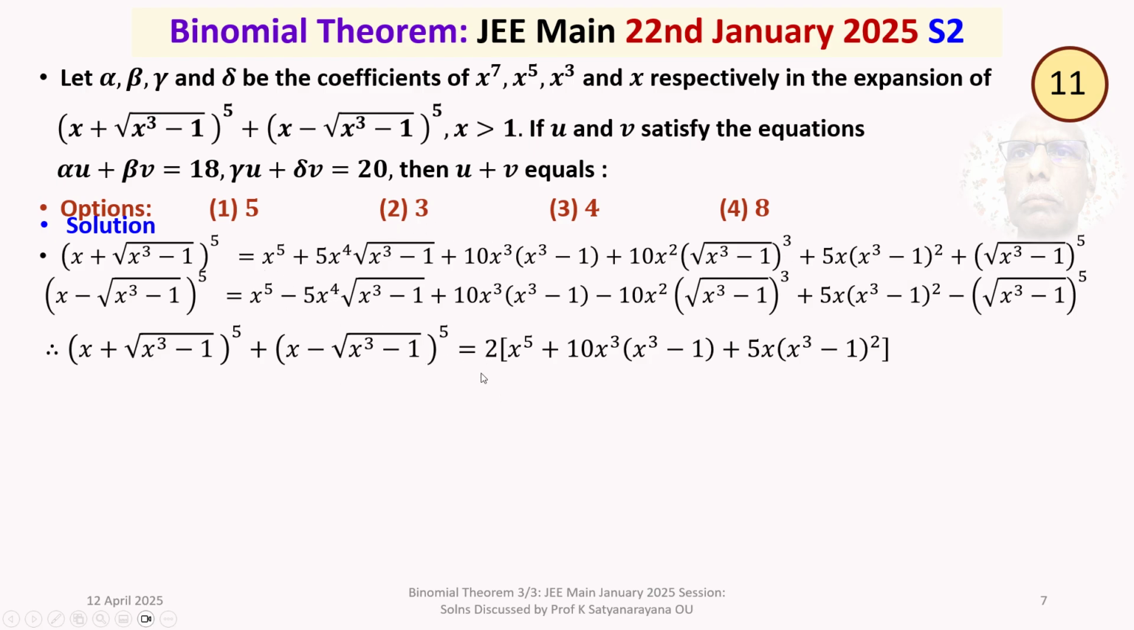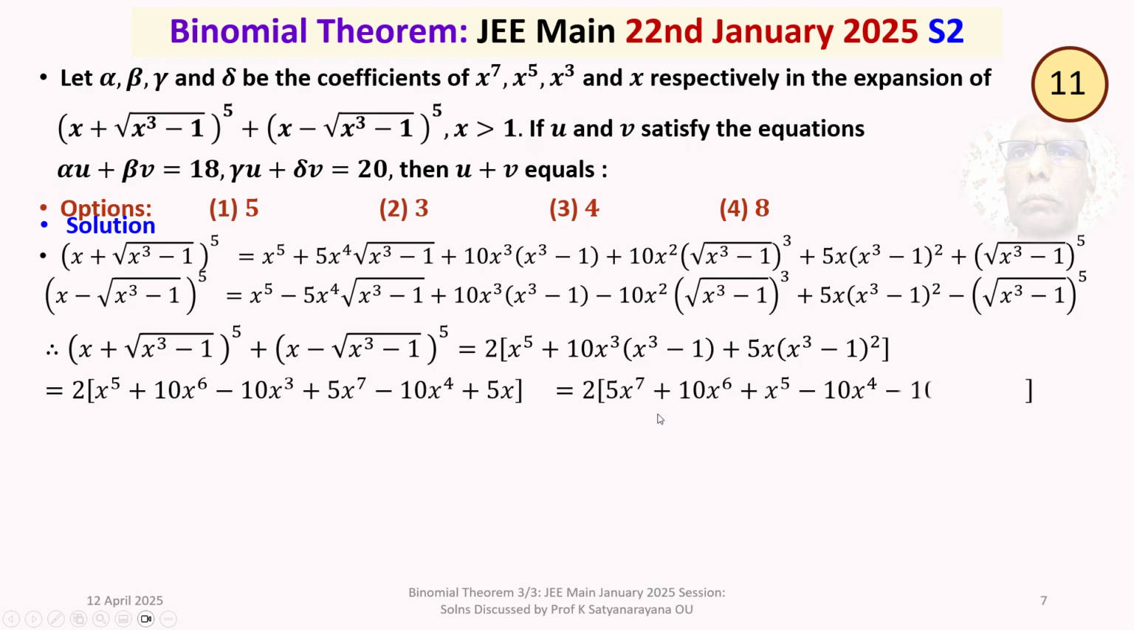Then you will get 2 times x⁵ plus 10x³ into (x³ − 1) in brackets plus 5x into (x³ − 1)². Now expand, multiply them, and write in ascending order. So this will be 2 times, in brackets, 5x⁷ + 10x⁶ + x⁵ − 10x⁴ − 10x³ + 5x. Simplification we have done rightly.